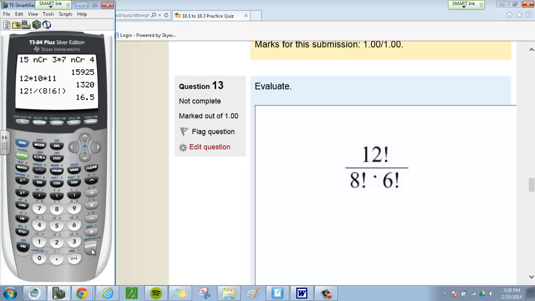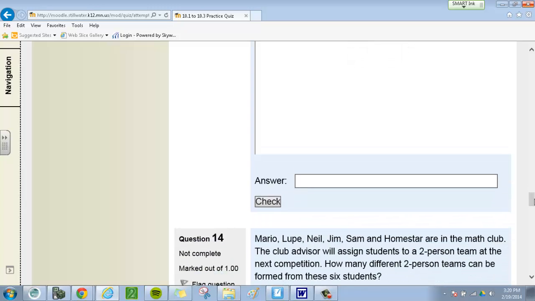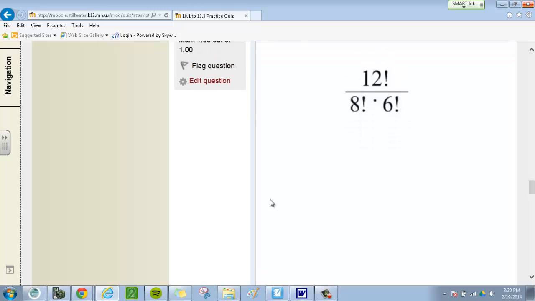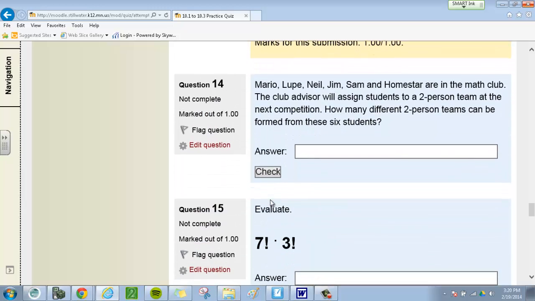Factorial, 16.5. Is that really what it is? That's weird. I'm going to double check this. I'll put a multiplication sign in the middle, just to make sure there's not something weird going on. Okay, 16.5. Usually you don't see that with counting things, but it can happen, I guess. So, answer 16.5. This better be right. Yes. Keep going.